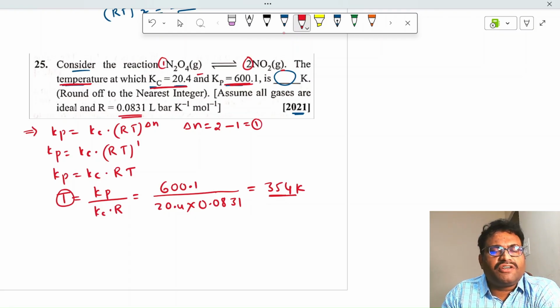If the question is asked from physical chemistry, you will be tested not only on the concepts and definitions, but also on your calculation: how accurate, how fast, how proper your calculation is. Okay, you should practice those calculations. So the answer is what? 354 Kelvin.